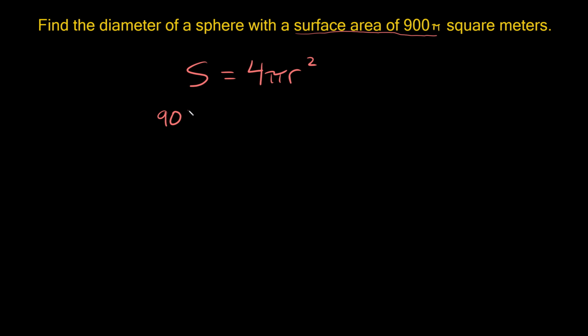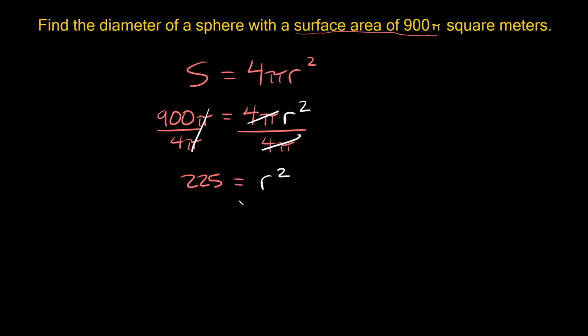So here we're gonna get that 900 pi, that's a lot of pi's, is equal to 4 pi times r squared. Now in order to solve for r again, the first thing we can do is get rid of this 4 pi from both sides, all right? These kill each other, and we're left with just r squared on this side, and that's equal to, on this side, these guys kill each other, and 900 divided by 4, which is equal to 225, all right?